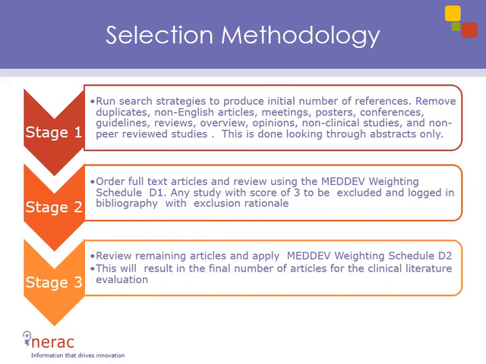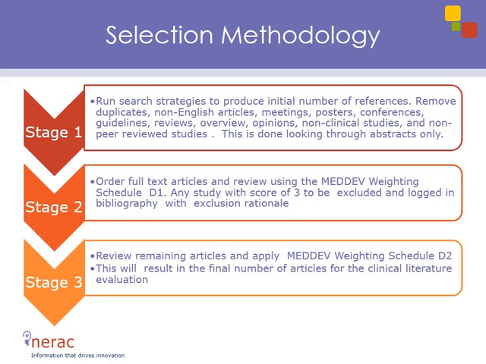Nerac has a three-stage approach to identifying and selecting the published clinical literature to be utilized in the clinical literature evaluation. Stage 1, we run our initial searches in the databases. Nerac can search several different databases at one time using a Boolean strategy. After the initial results are listed, we commence with the removal of duplicates, non-English articles, meeting posters, conference proceedings, guidelines, review and overview articles, opinion and editorial papers, any non-clinical studies, and any non-peer-reviewed studies. This is done through looking through the abstracts only.